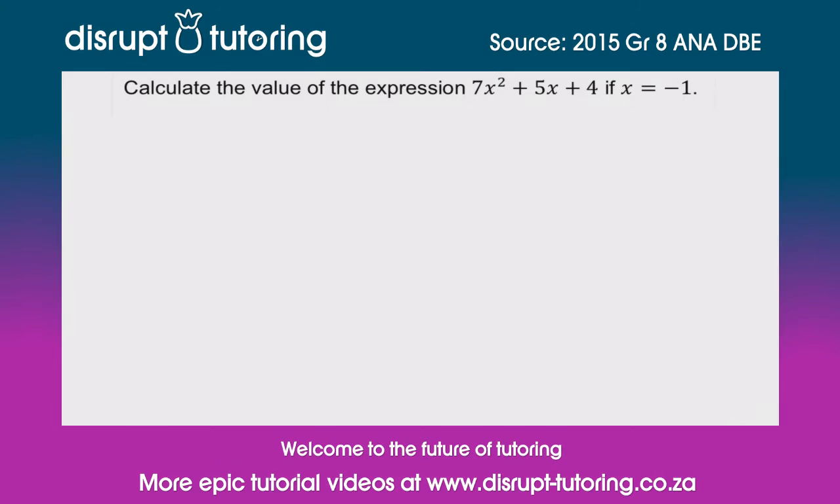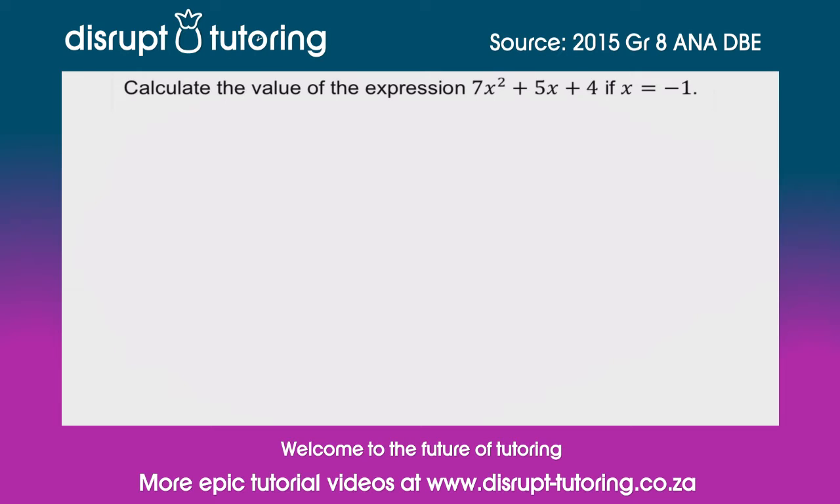Today we're going to deal with a very basic substitution question. These will always come up, so I recommend you have a good understanding of how to do something like this. Moving straight into the question, they've asked us to calculate the value of the expression 7x squared plus 5x plus 4 if x is equal to minus 1. Now remember, x could be any number in the world, but the examiner has specifically said to you, in this case, x is equal to minus 1.